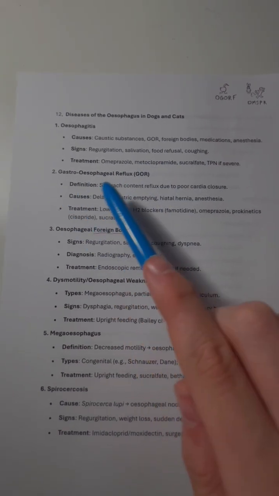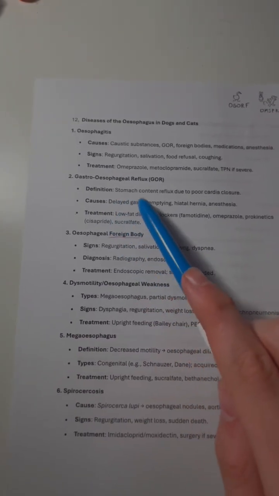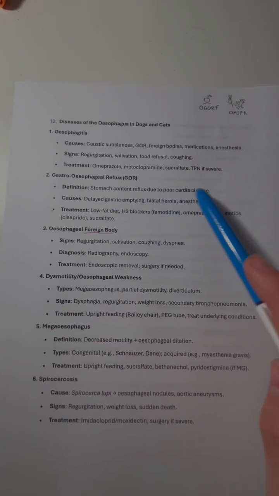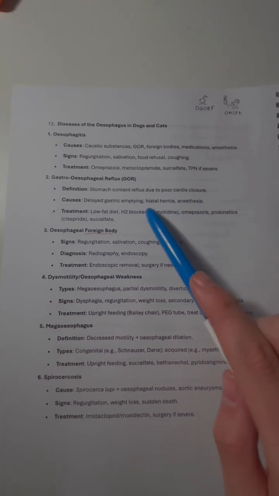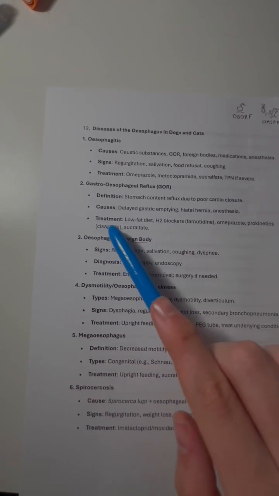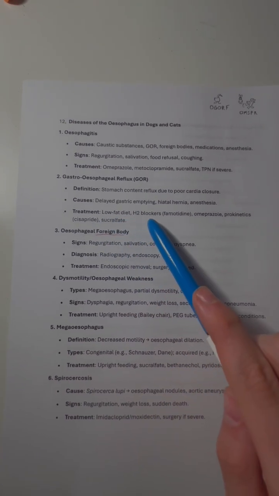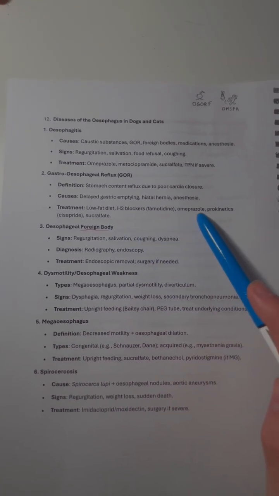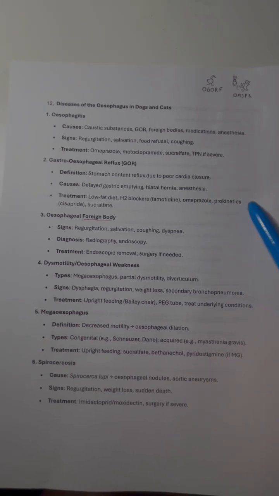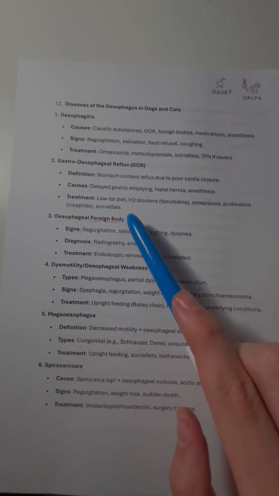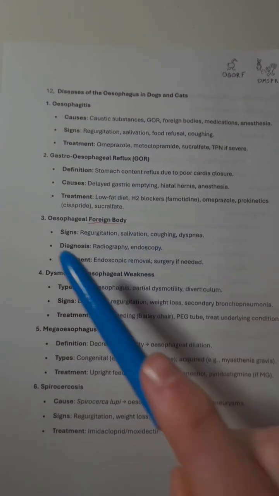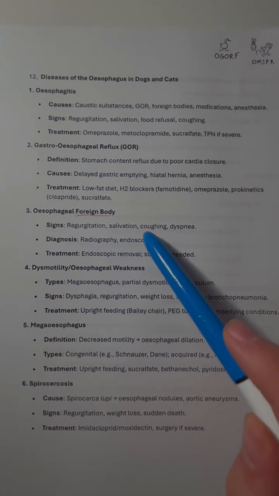In gastroesophageal reflux, the definition is stomach content reflux due to poor cardiac closure. The causes are delayed gastric emptying and anesthesia or hiatal hernia. The treatment is a low-fat diet, H2 blockers, and omeprazole, as well as prokinetics to stop the delayed gastric emptying and sucralfate. In the case of foreign bodies, the signs are regurgitation, salivation, coughing, and dyspnea.